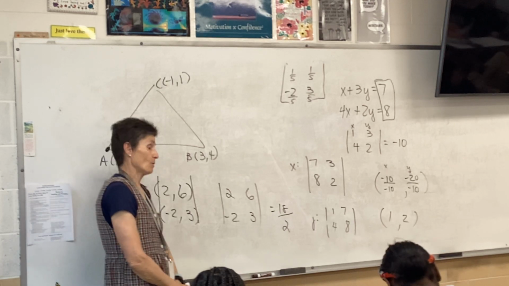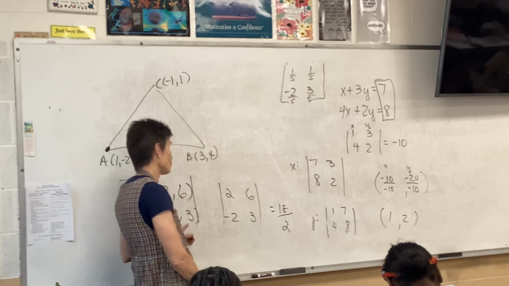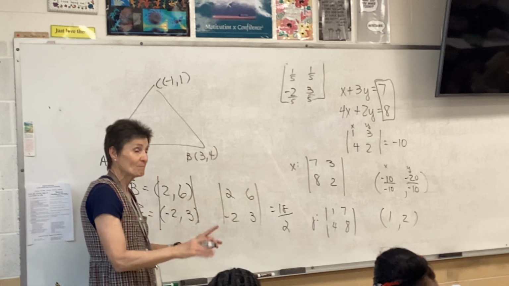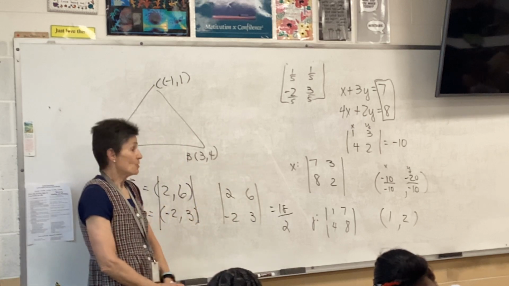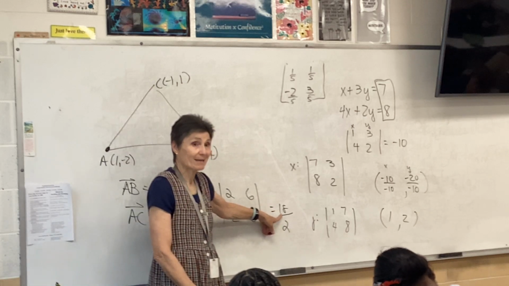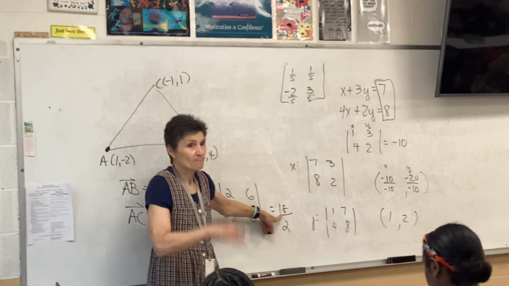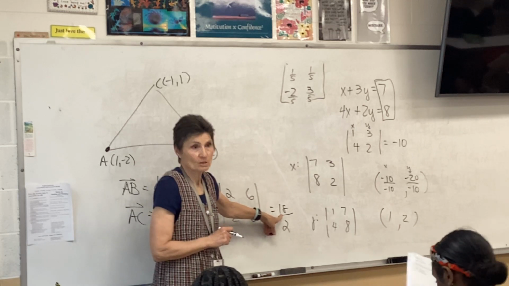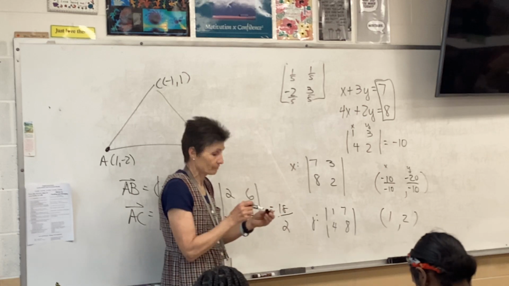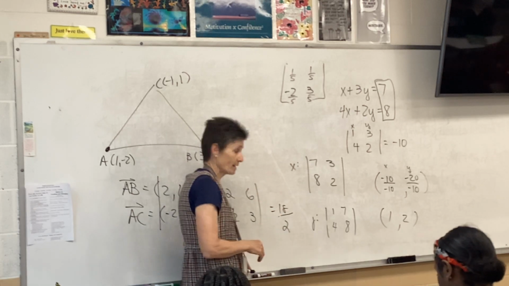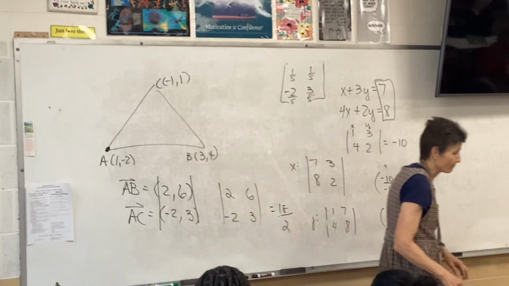Now we remember that depending on what vectors you use, remember you have options? Depending on what vectors you use, what order you put them in, this might actually turn out to be a negative value. Just make it positive, ignore the negative. So if this had been negative 18, I still would have made it 18 over 2. Okay? So that's the area of the triangle.